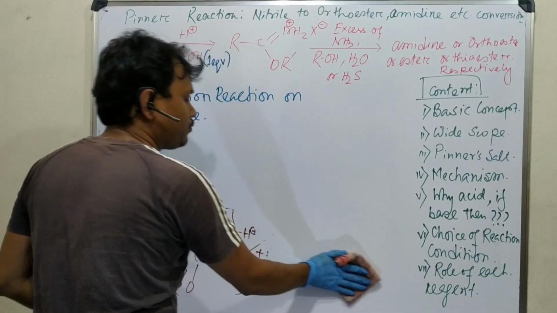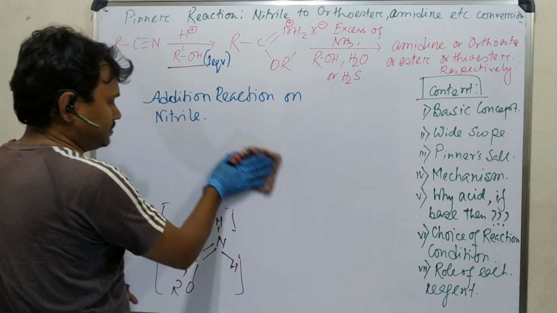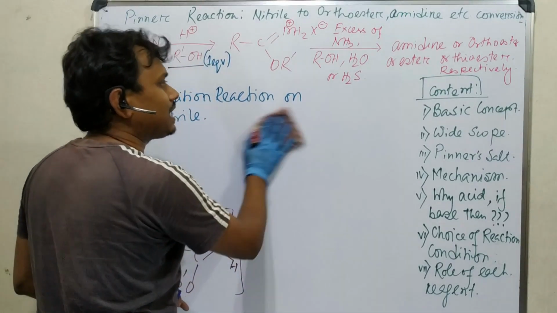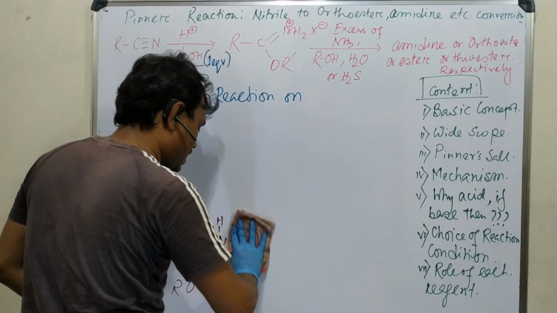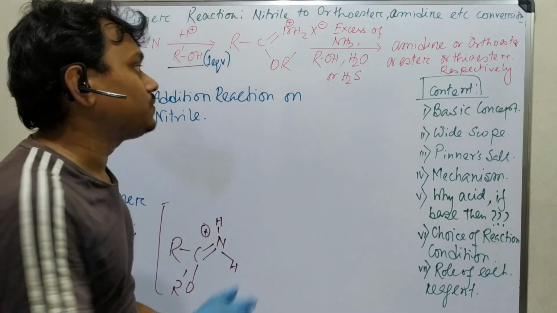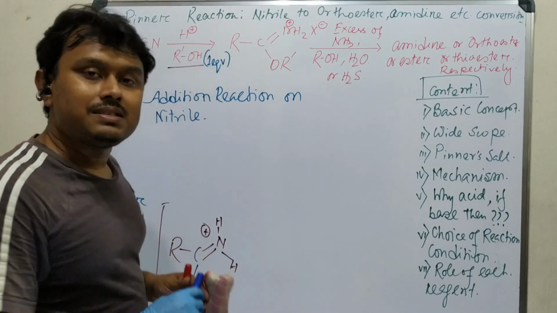For example, if you use ammonia, it produces the amidine. Okay, if you use excess alcohol, it produces ortho-ester. If you use water, it produces ester. If you use H2S, it produces thioester. Let's learn this step by step.